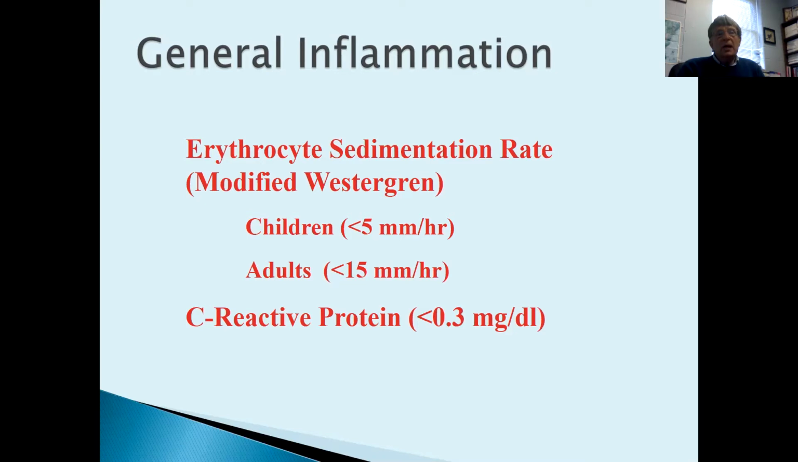The sedimentation rate in children should be less than 5 millimeters per hour by modified Westergren, and in adults less than 15. The C-reactive protein should be less than 0.3 milligrams per deciliter. There is no association with age as previously described.